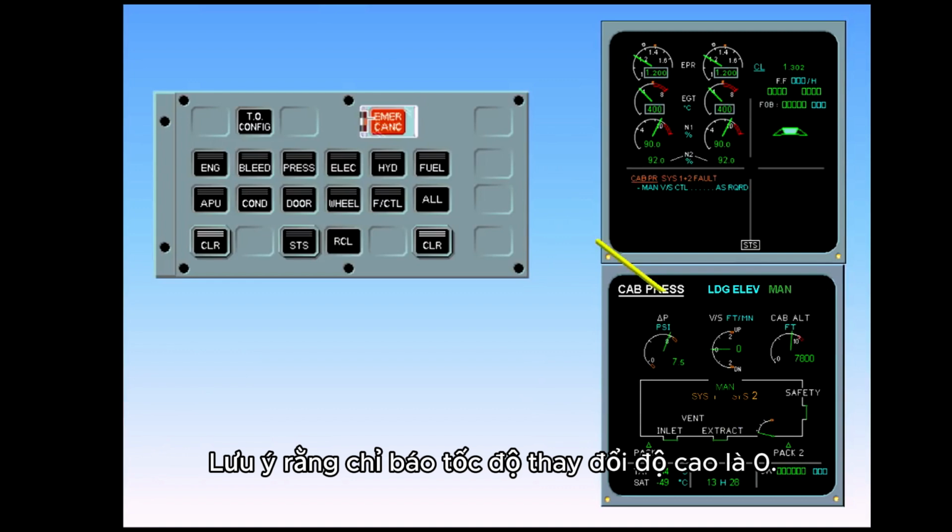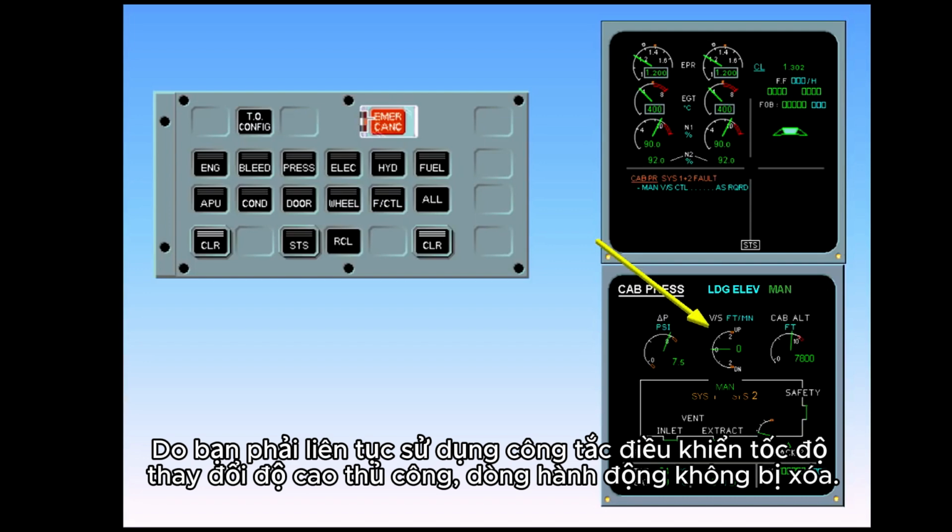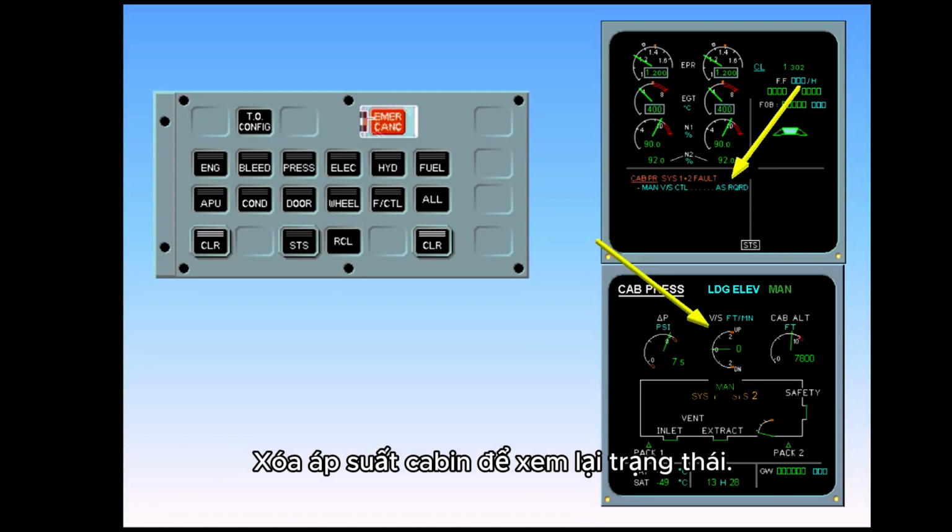Notice that the vertical speed indication is 0. This means that there is no need to adjust the outflow valve position using the manual vertical speed control. Because you have to continually use the manual vertical speed control switch, the action line is not removed. Clear cabin pressure to review status.